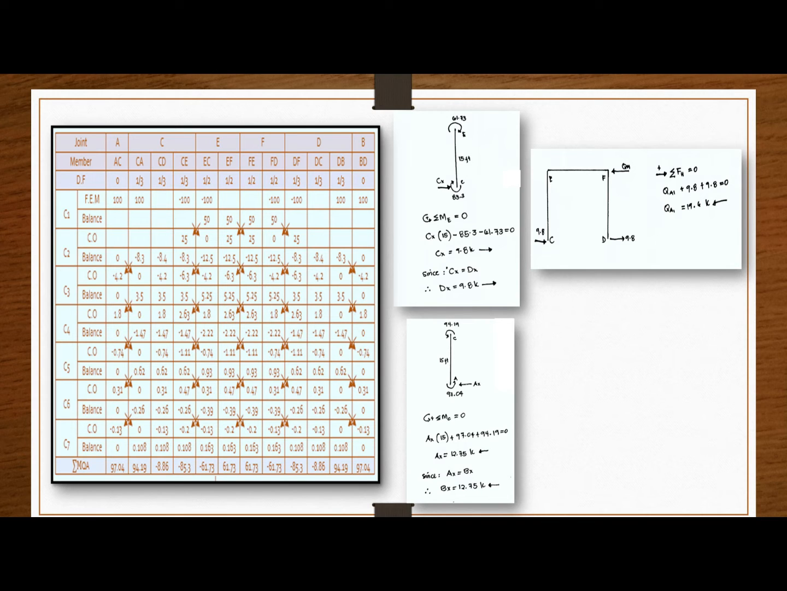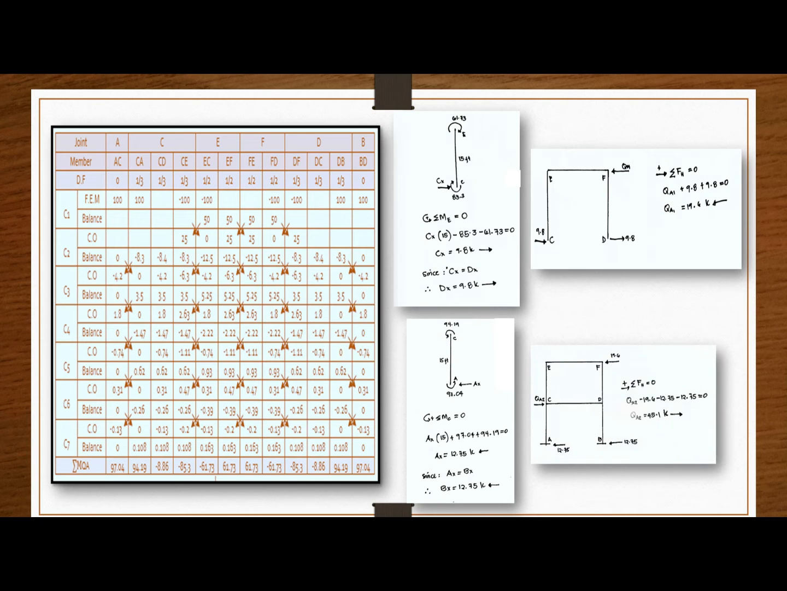Since AX is equal to BX, since symmetrical ang figure, kaya naging equals itong dalawang AX and BX. So therefore, equals man siya, kaya pwede siya na mag-come up na same value ng AX and BX, which is 12.75 K to the left.